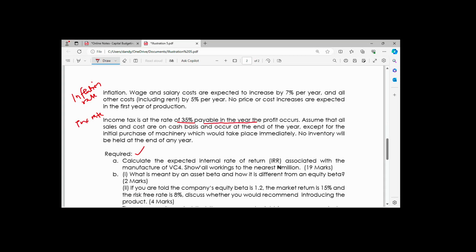Assume that all sales and costs are on cash basis and occur at the end of the year, except for the initial purchase of machinery, which will take place immediately. No inventory will be held at the end of any year. So this is the question.